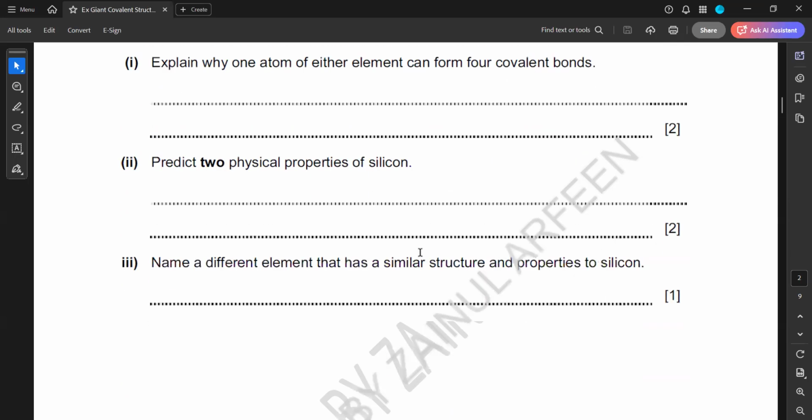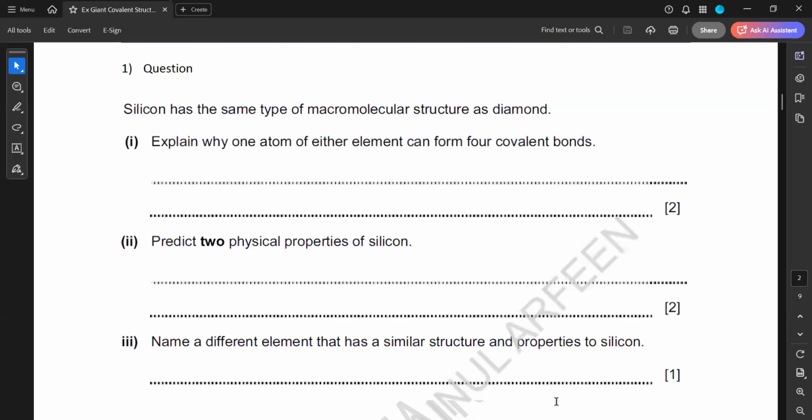Okay. So question number one: silicon has the same type of molecular structure as diamond. If you recall the structure of diamond, each carbon forms four covalent bonds, and it is a giant, tetrahedral structure. The question is: explain why one atom of either element can form four covalent bonds. What is the reason for that?